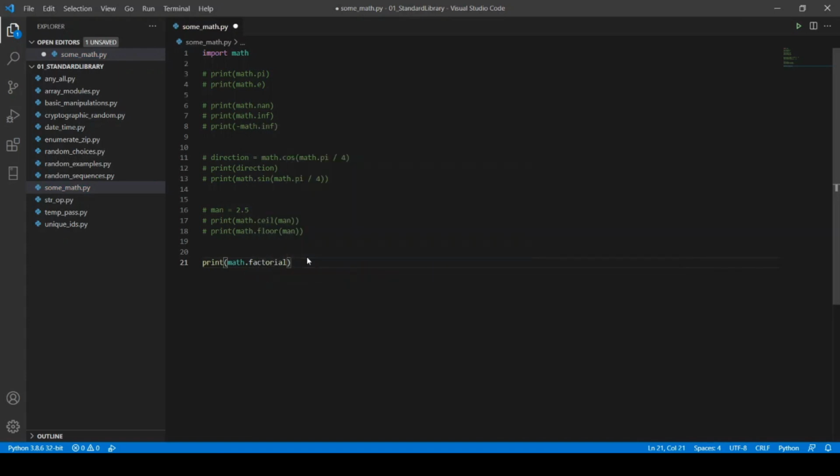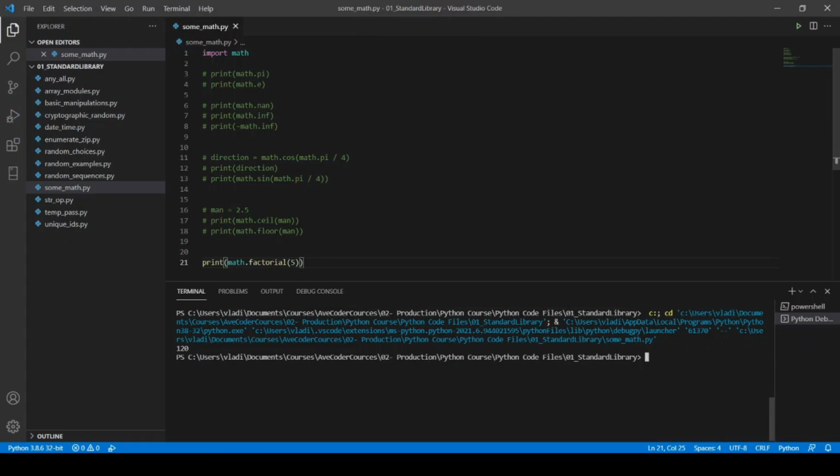So we'll use it at some small integer, 5 for example. So it will be 5 times 4 times 3 times 2 times 1, and that is 120.